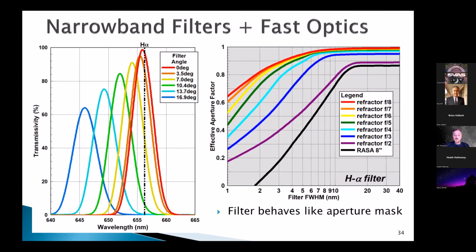This plot on the right shows what I mean. The curves are my prediction of the effective aperture that results from using a hydrogen alpha filter of varying bandwidth on scopes of different F ratios.